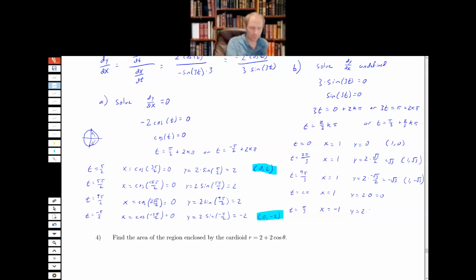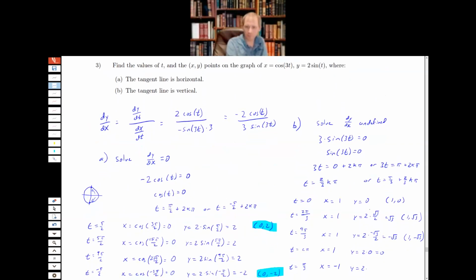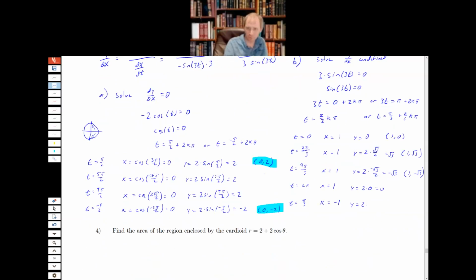Okay. For our sine function, when I put in sine of pi over 3, I get root 3 over 2 times 2, which will give me a root 3. So we have negative 1 comma root 3. All right, when k is 1, we have pi over 3 plus 2 pi over 3. That gives me 3 pi over 3 or pi.